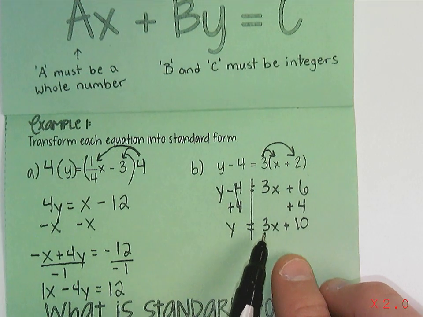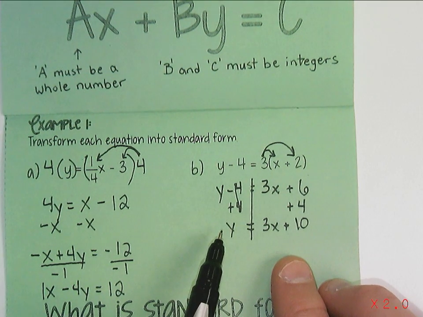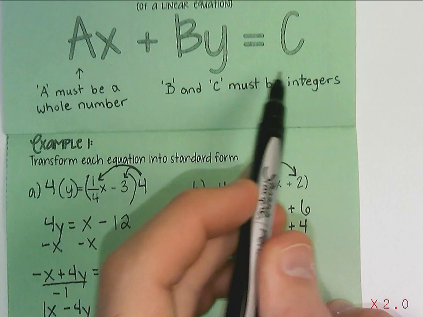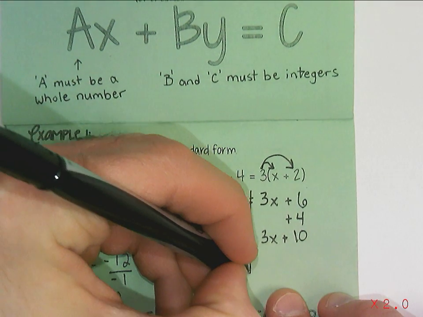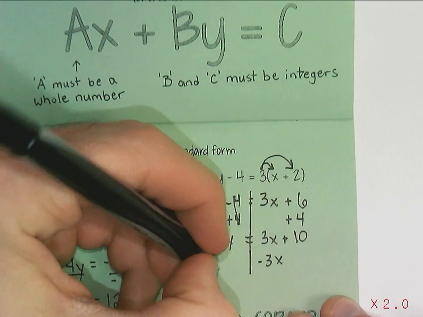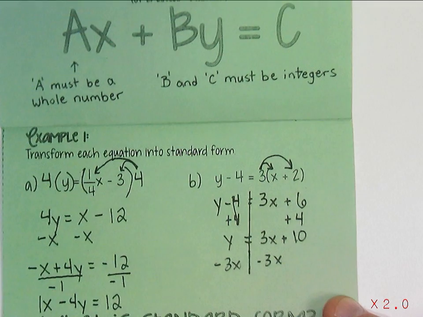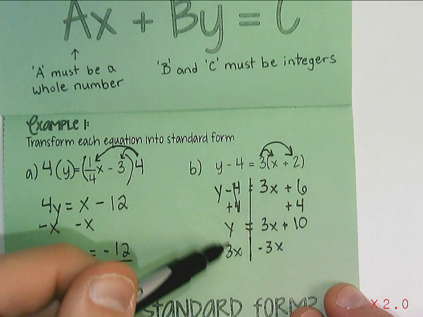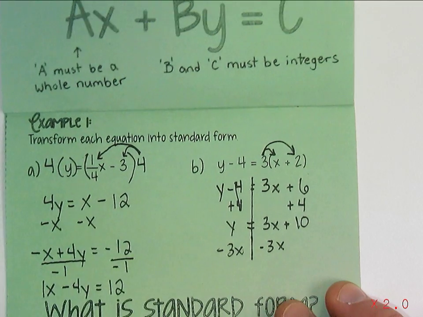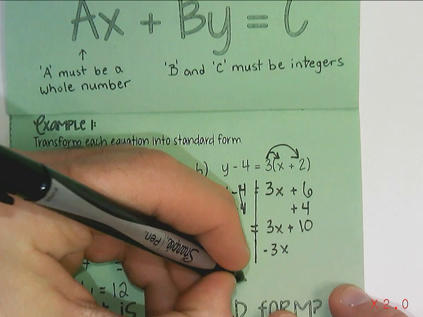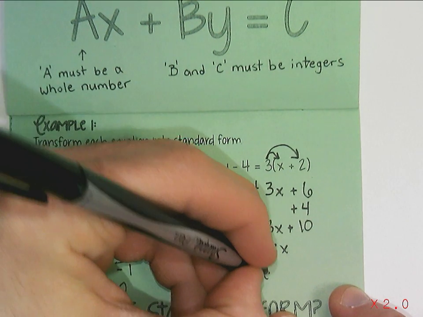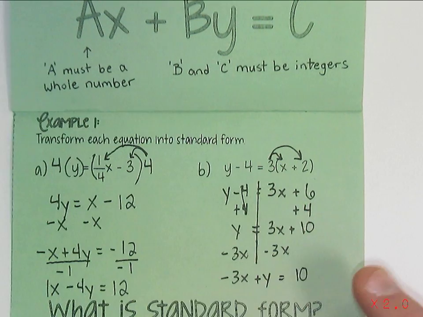We need to just bring this 3x to this side here so that we are looking like this form here, ax plus by equals c. So what I need to do then is subtract 3x, subtract 3x. Remember, we can't combine this y and this x because they're not like terms. So I'm just going to rewrite this with my x term first. Negative 3x plus y equals 10.